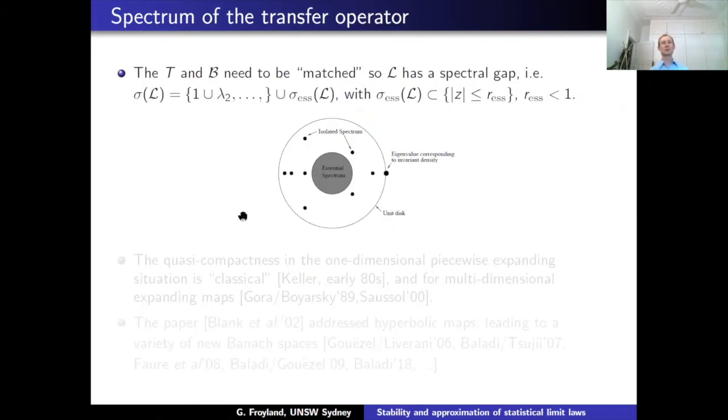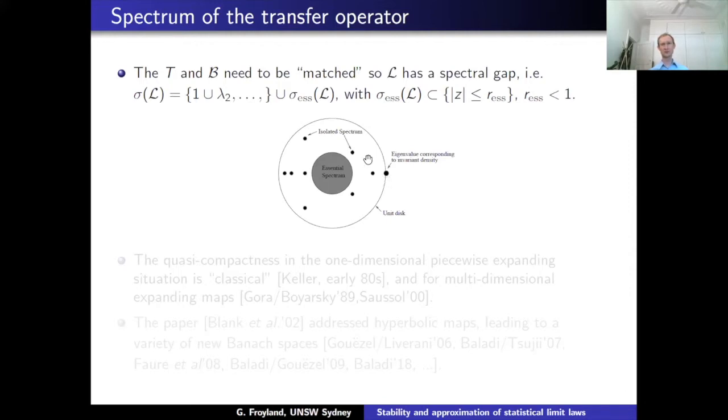Okay, now we're going to be using the spectrum of this linear operator a lot. So again, just to sketch what we're going to need. The map T and the B, we're going to need to match them so that you have what's called a spectral gap. So your spectrum is going to sit inside the unit disk in the complex plane. You want to have the eigenvalue 1 as your leading eigenvalue. And by leading, I'm going to mean that it's the only eigenvalue on the unit circle, and the rest of the spectrum is strictly away from the unit circle.